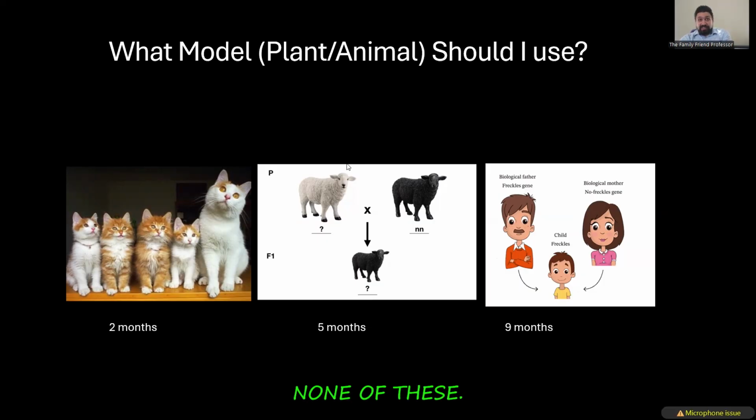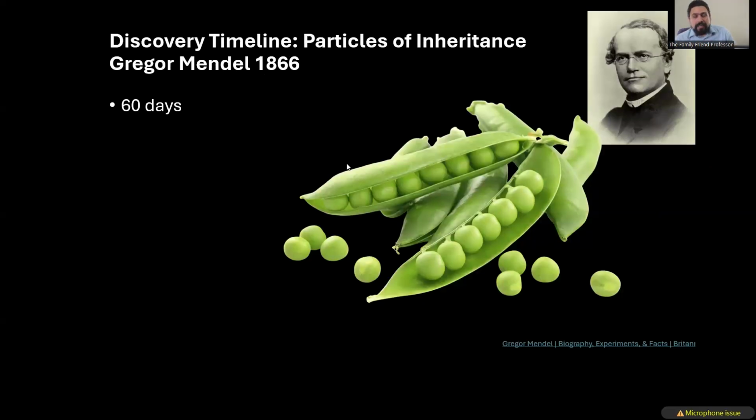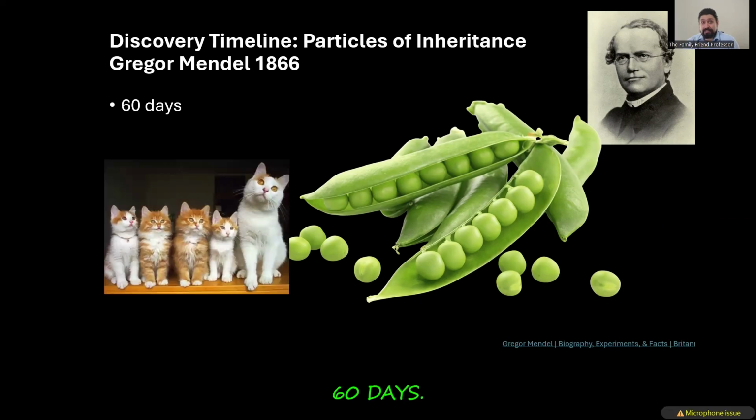Well, none. He picked none of these. He actually went with something different. He picked peas, and peas take only 60 days. Well, why not cats, you may ask? If it takes 60 days, how many cats do you need to grow at home for your mom to go crazy, right? But peas, you can fit a bunch of pea plants in a small garden. And at the end of the experiment, your mother could just cook them, right? So that's what Mendel thought.